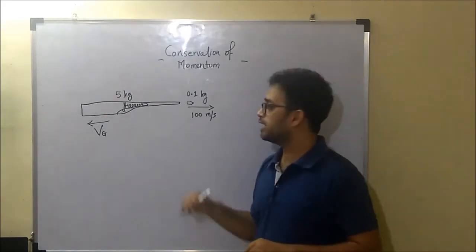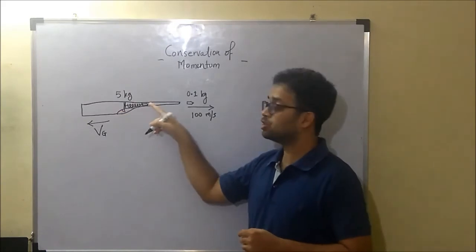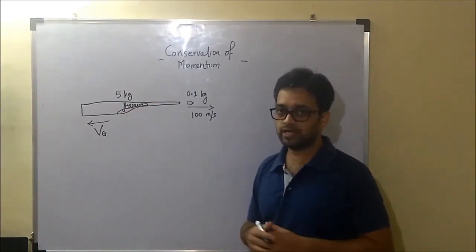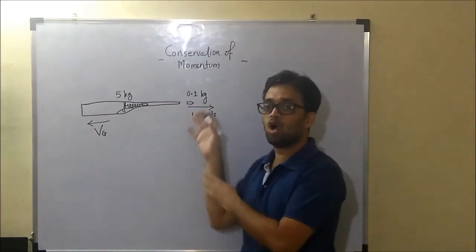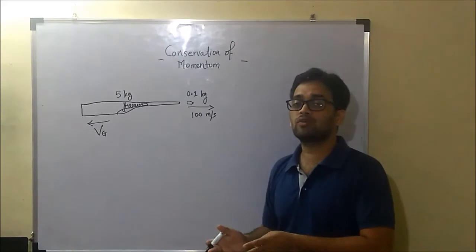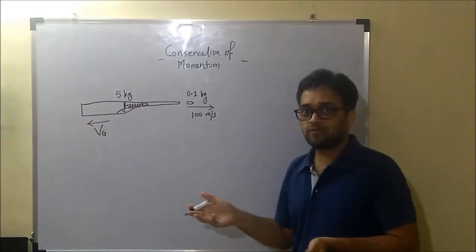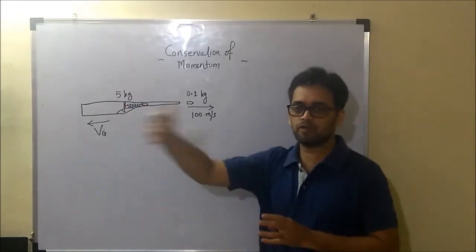So one way is finding the impulse that is given by the gun to the bullet, that will simply be the change in the momentum of the bullet, and then saying that this impulse applied by the gun on the bullet should be equal to the impulse imparted by the bullet on the gun. We equate the impulses and get the change in the momentum of the rifle. That is a longer way of doing it.